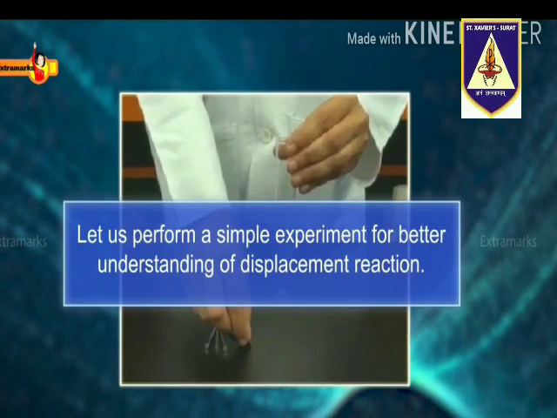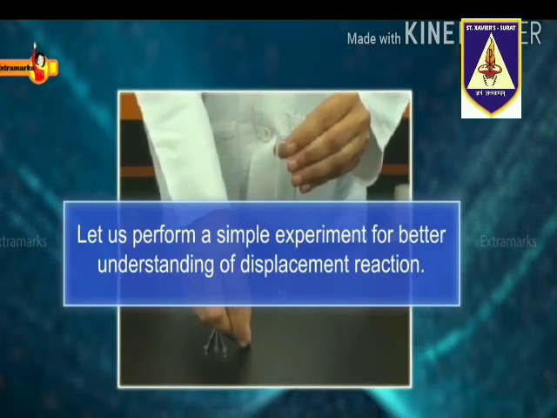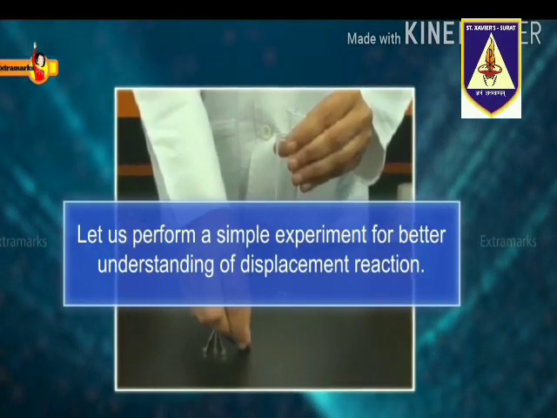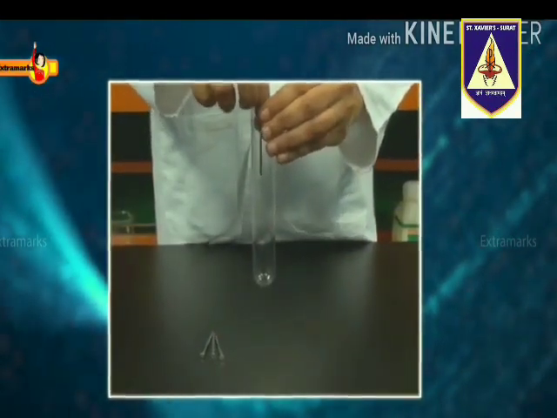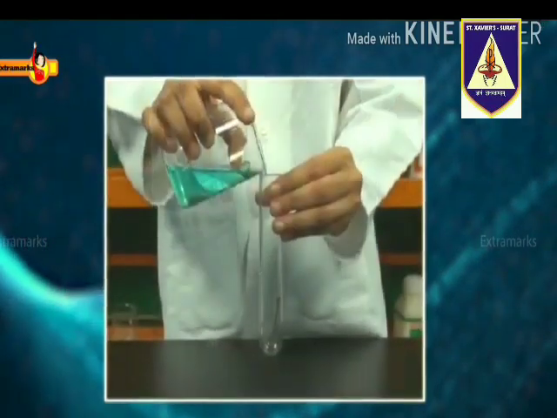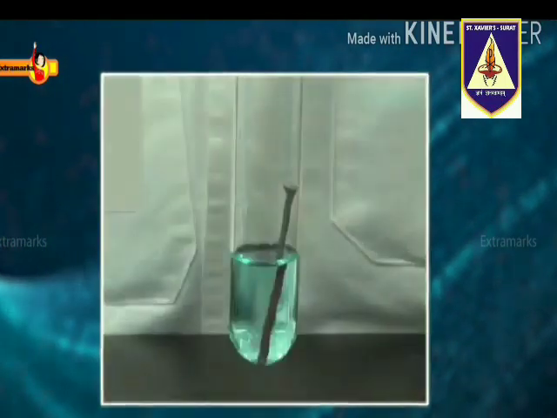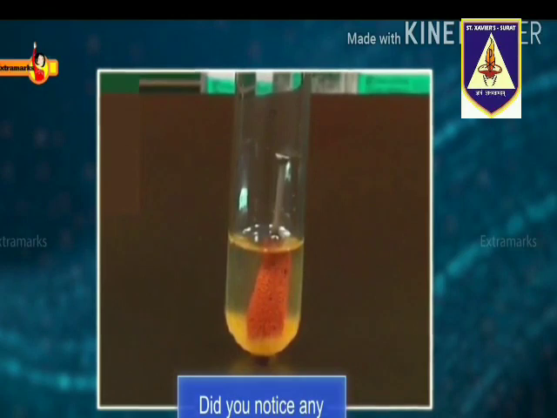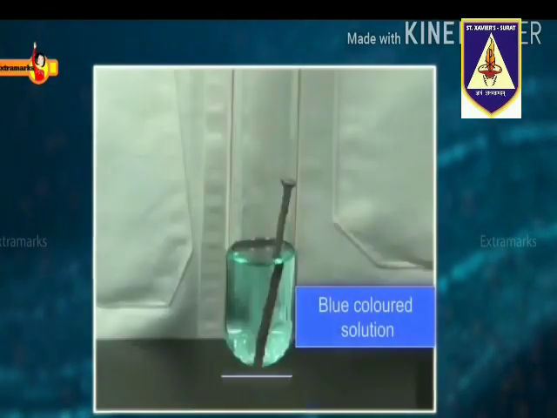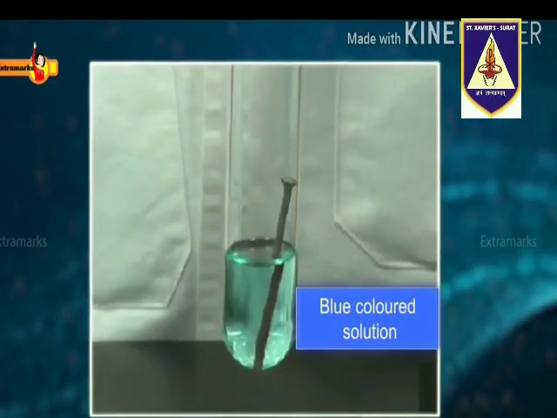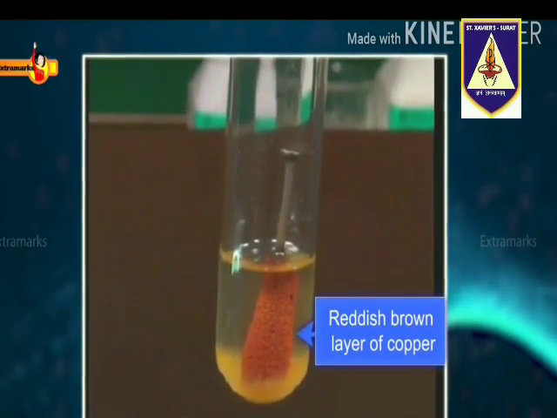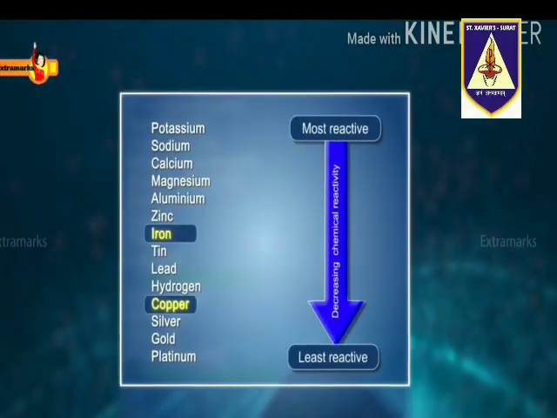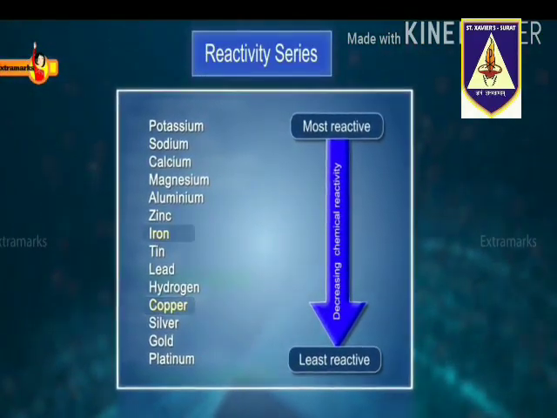Let's go to the laboratory and perform a simple experiment for better understanding of displacement reaction. Take an iron nail in a test tube. Add a small quantity of copper sulfate solution to it and leave it for a day. Observe it next day. Did you notice any change? The blue-colored solution of copper sulfate changes to light green and a reddish-brown layer of copper is deposited on the iron nail.